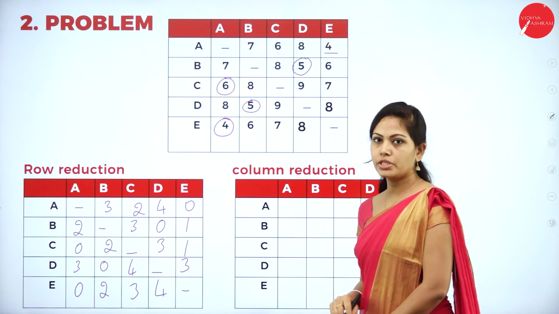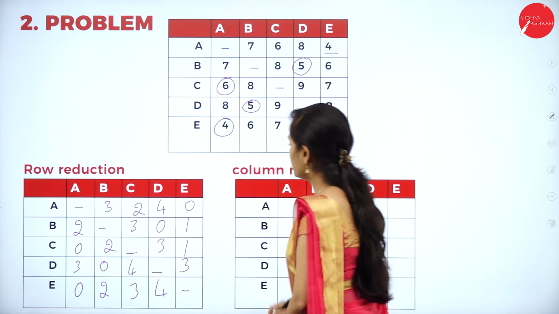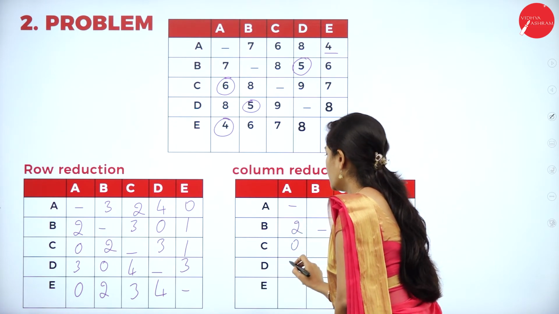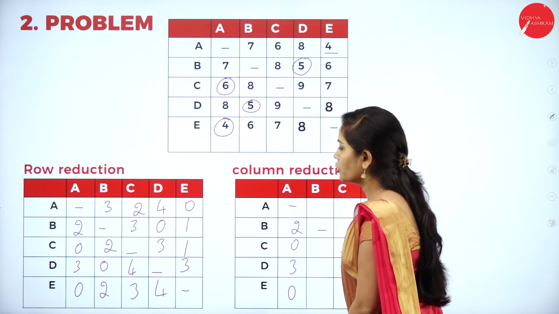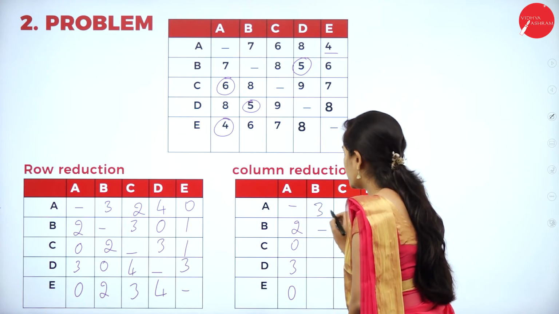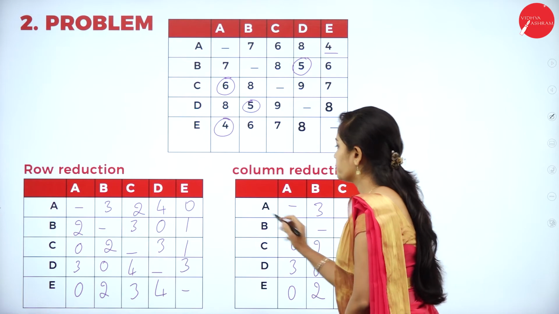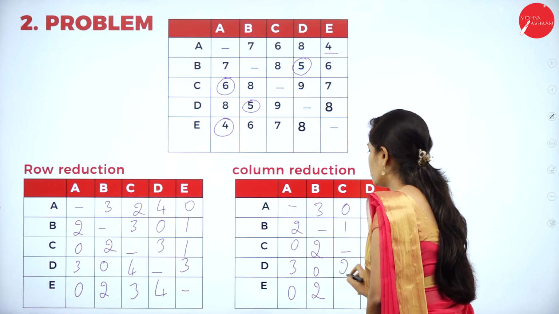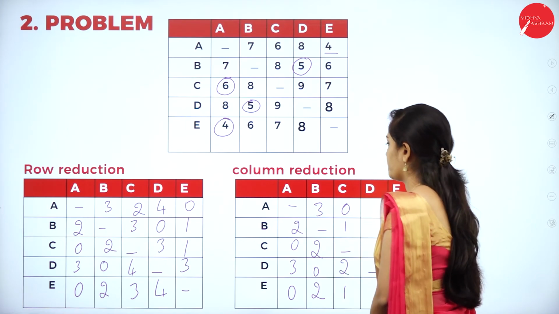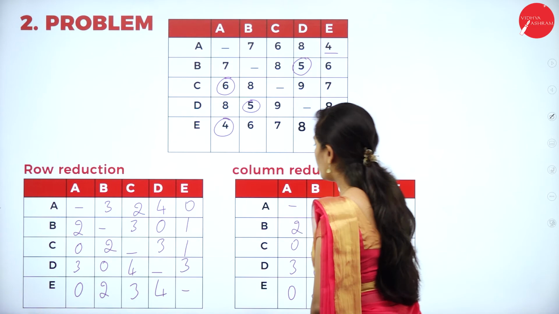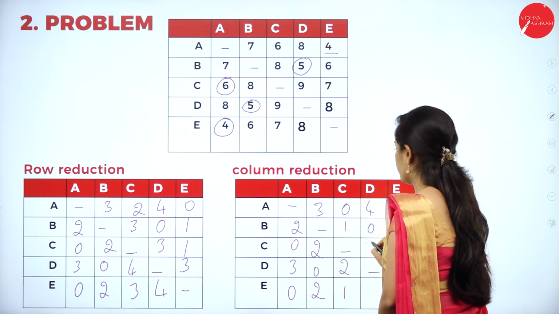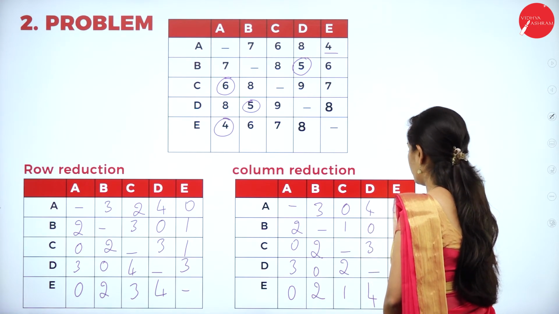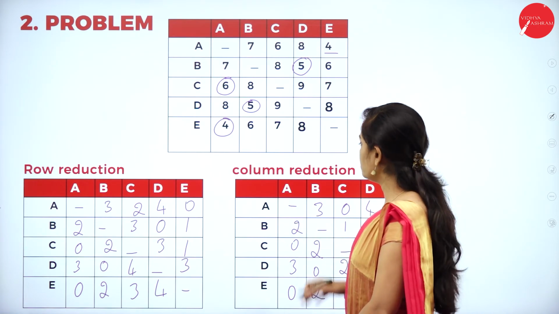So now column reduction. In column reduction, the first column least value is 0. You will get the same values again, 2, 0, 3 and 0. In the second column, the least value is 0, 3, 2, 0 and 2. In the third column the least value is 2, to 0, 1, 2 and 1. And in the fourth column, the least value is 0, it is 4. In the fifth column, the least value is 0 only. So this is your column reduction.